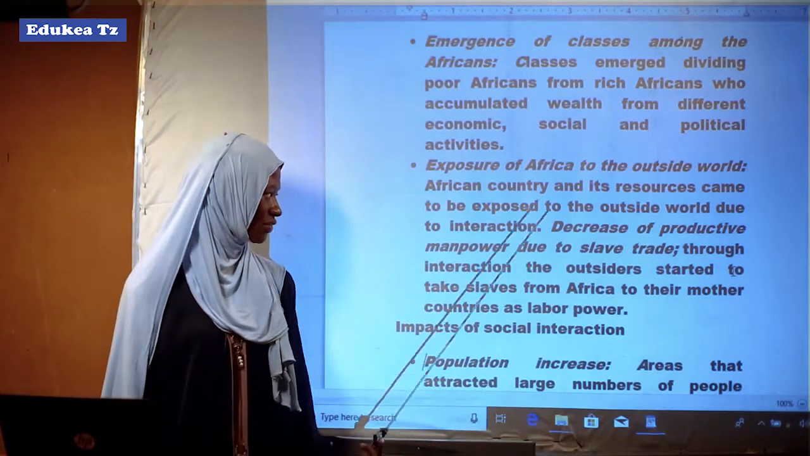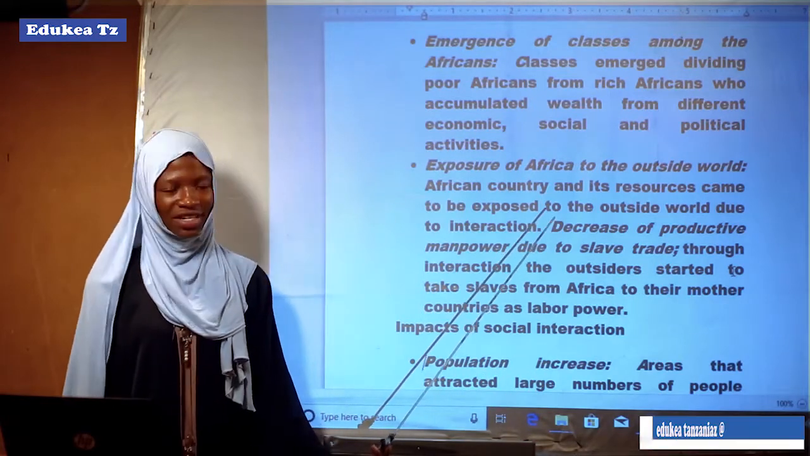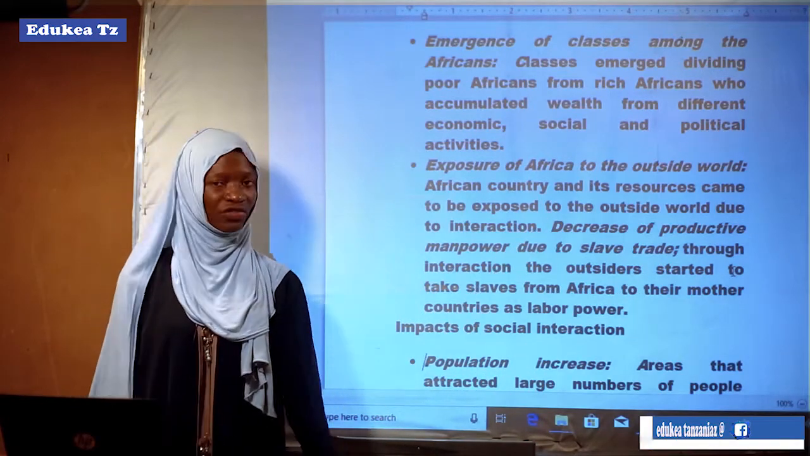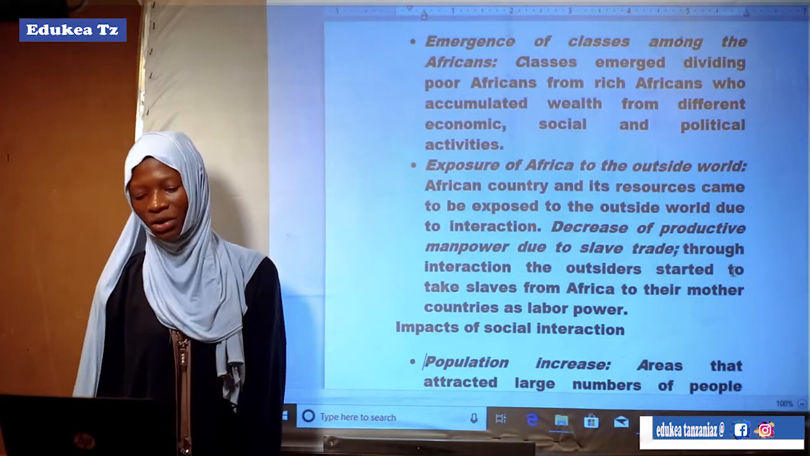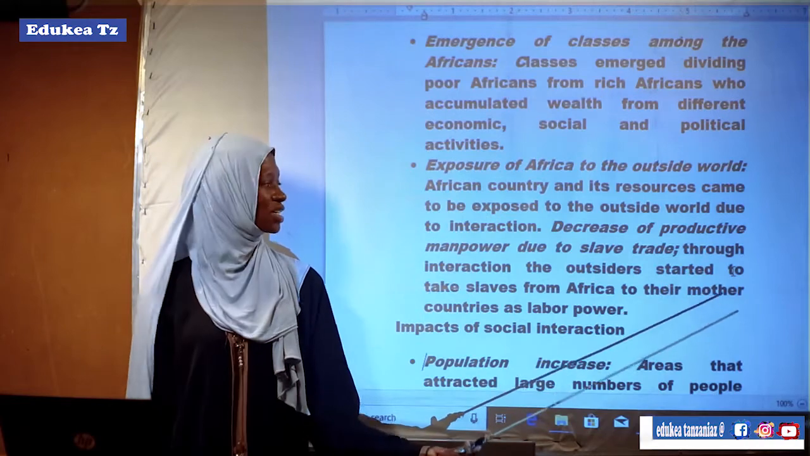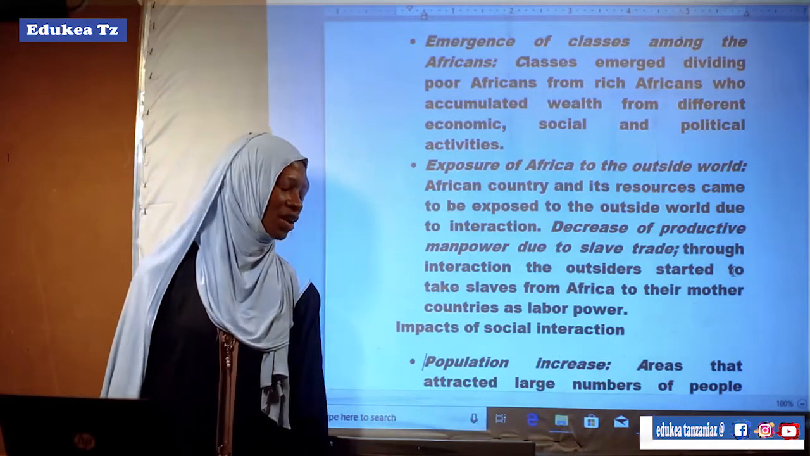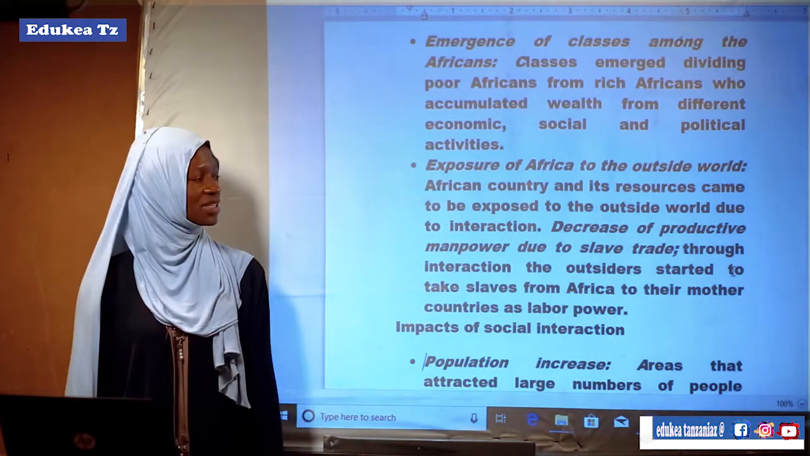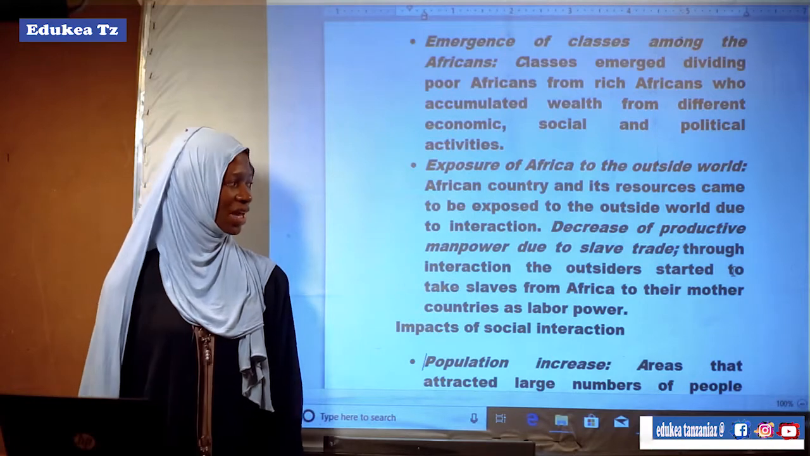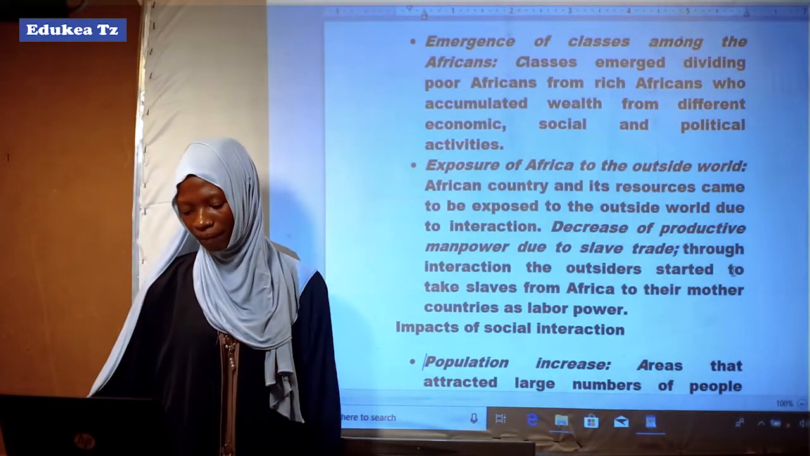Decrease of productive manpower due to the slave trade. This is another point, the decrease of manpower. During this trade, not only barter trade, this trade also included the slave trade. So many powerful Africans were taken to the outside as slaves. So this made Africans lose their manpower.